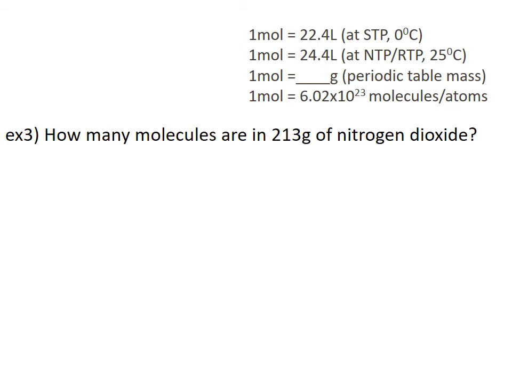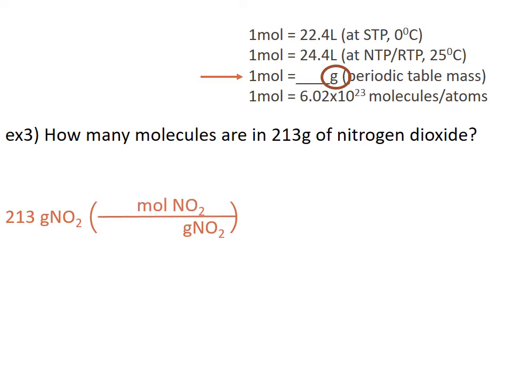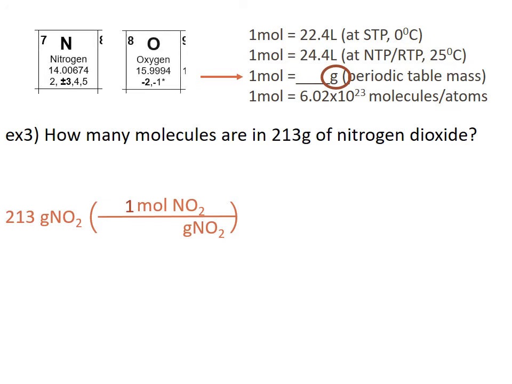So we will write down our given. 213 grams of NO2. I put in big brackets, and I know grams NO2 will have to go on the bottom so that grams NO2 and grams NO2 will factor out. I also know I started with grams, so my first move has to be going to moles, because 1 mole equals whatever the grams are off the periodic table. So I'm going to moles of NO2. 1 goes with moles of NO2, but I have to find the mass in grams for NO2. And to do that, I go to the periodic table and I add 1 nitrogen to 2 oxygens.